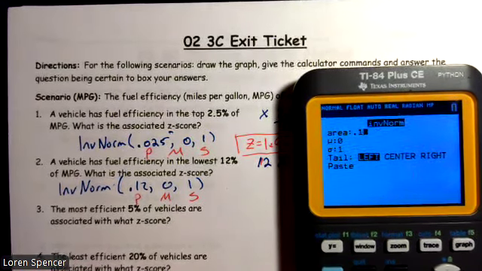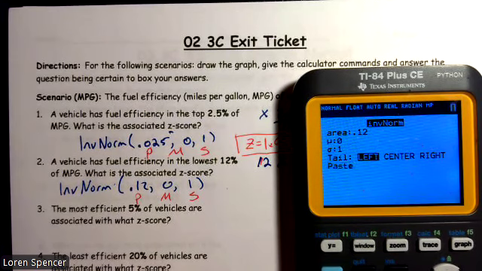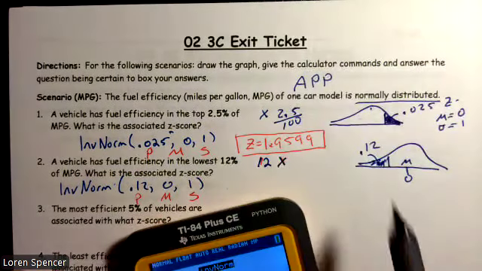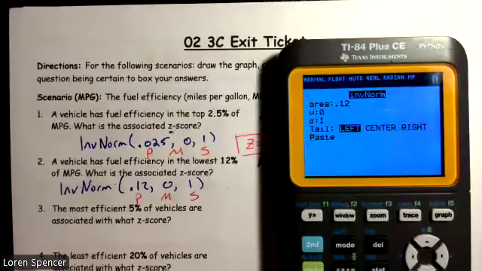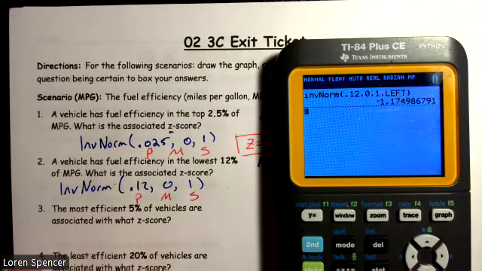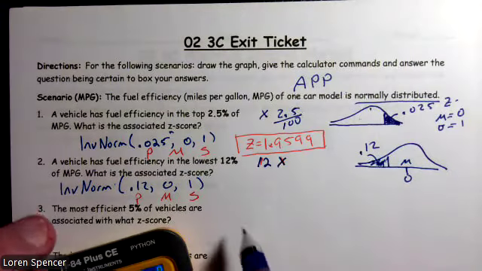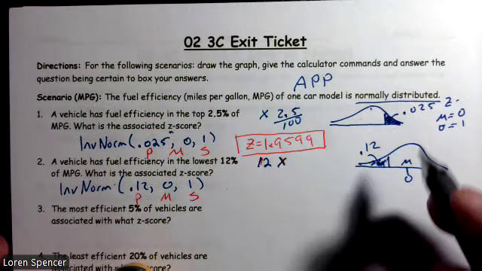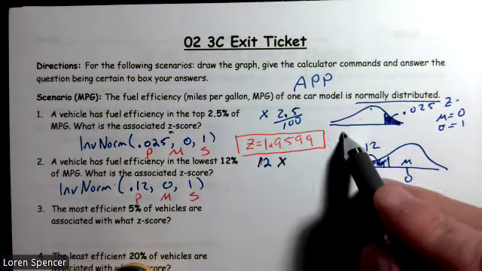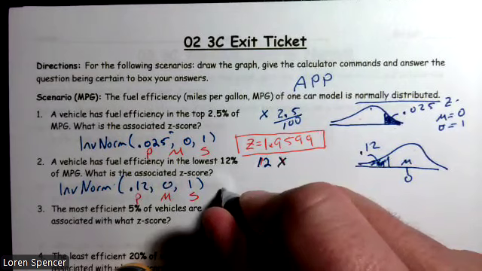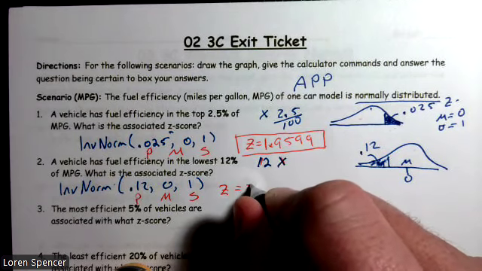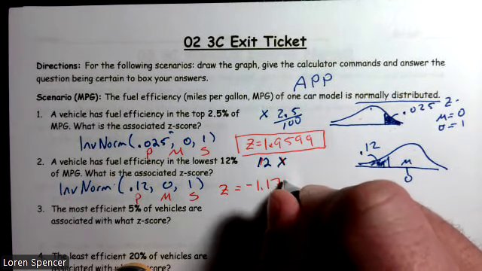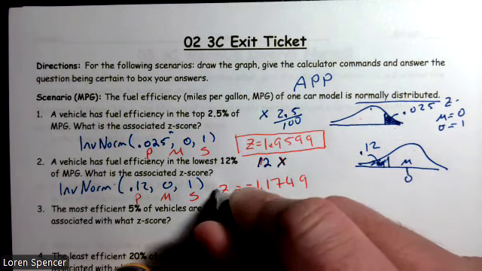So second vars, inverse norm, and we have 0.12, mean is 0, standard deviation of 1. And notice I'm shaded on the left-hand side. We're good to go, and we get negative 1.1749. It makes sense that we would have a negative z-score because we're below the mean. If it's above the mean, like the previous one, it's positive; below the mean, we'll have a negative. So z equals negative 1.1749.